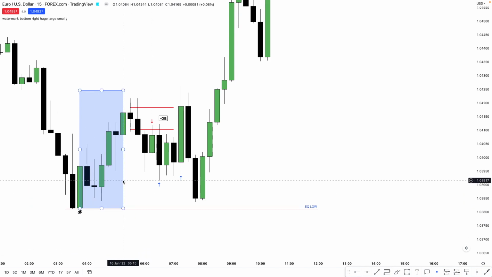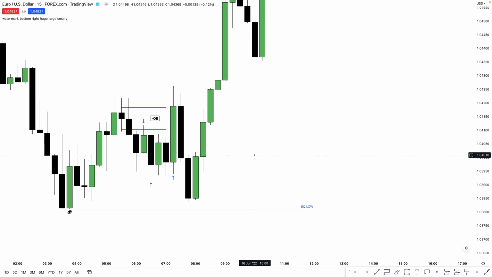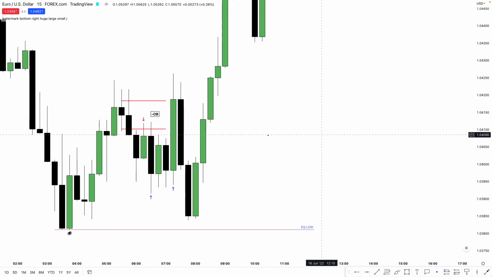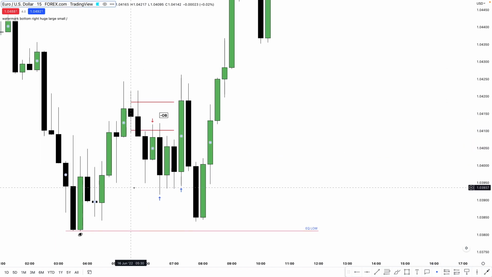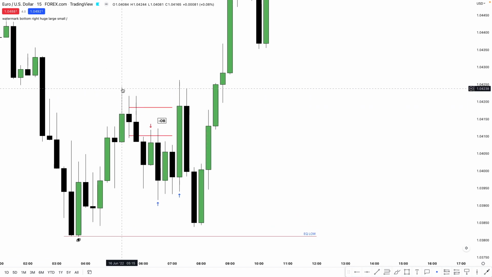So after that, let me delete this here. After that, the only thing we do now, guys, is wait for what? Displacement. What is displacement? Displacement needs to match my narrative. So if I'm bullish, I want to see bullish displacement. If I'm bearish, I want to see bearish displacement. It has to match your narrative.